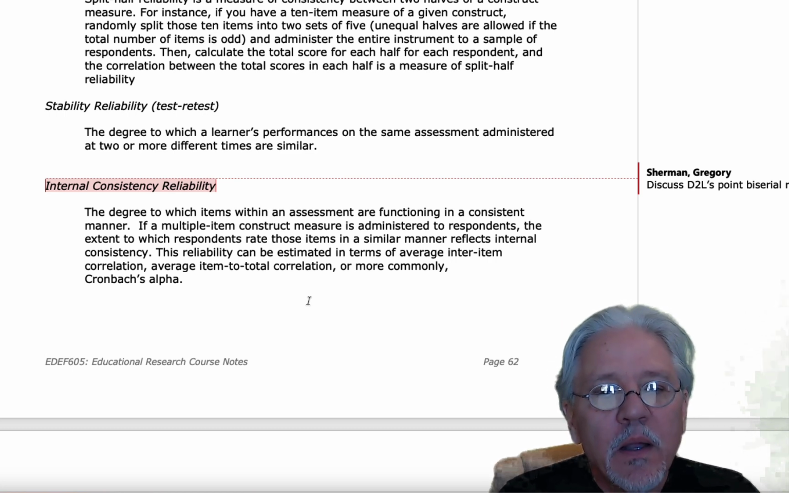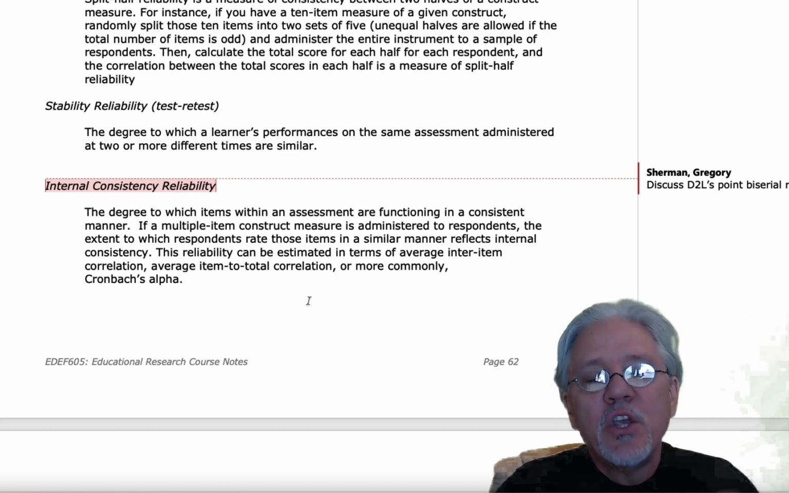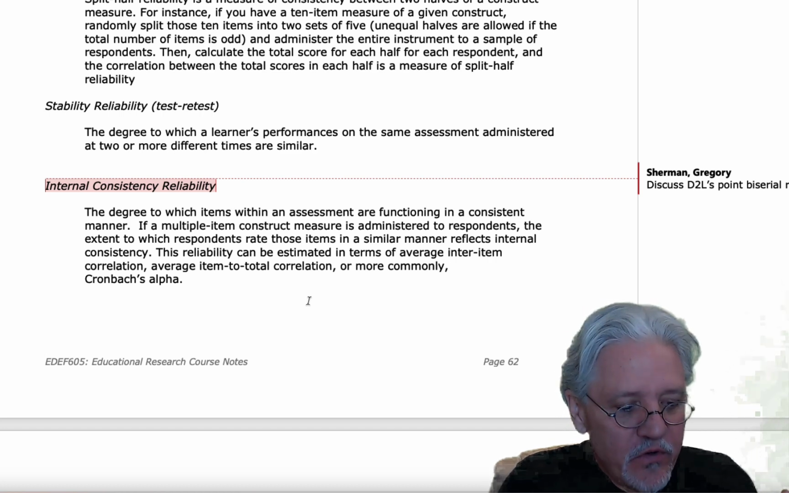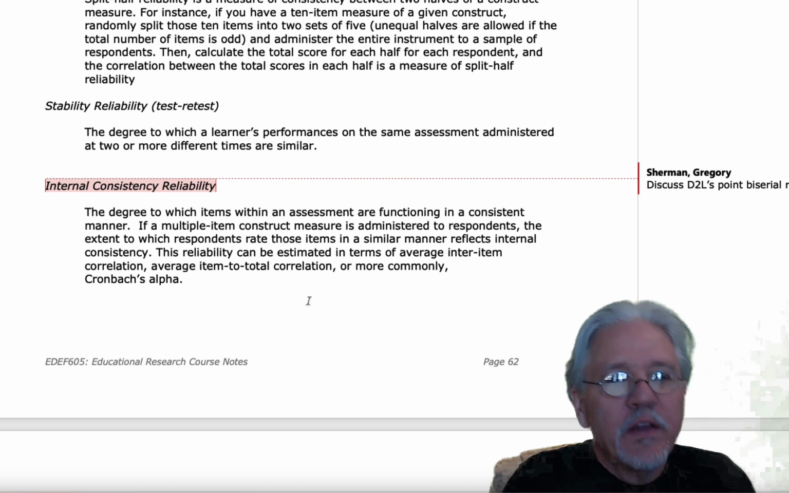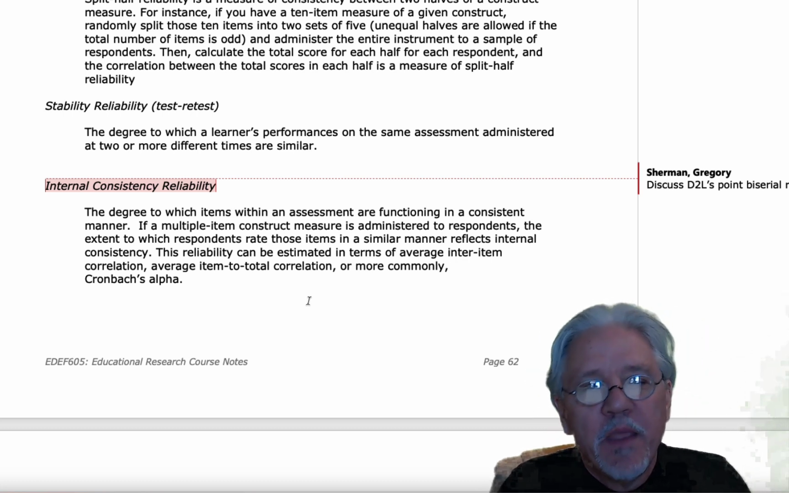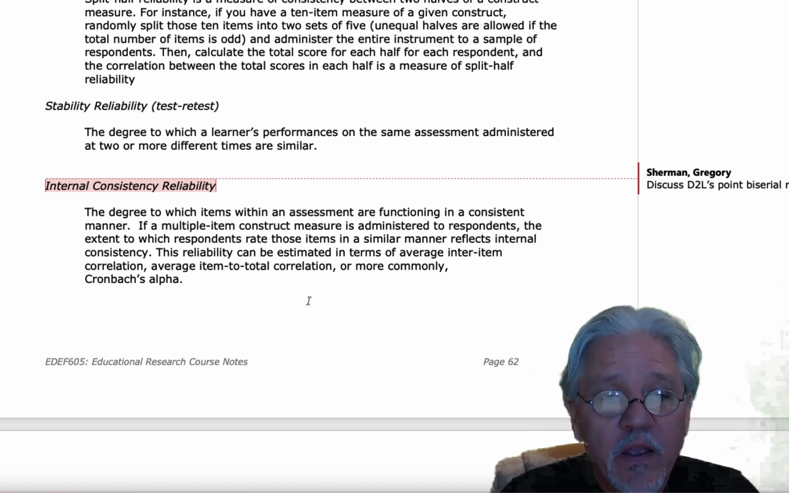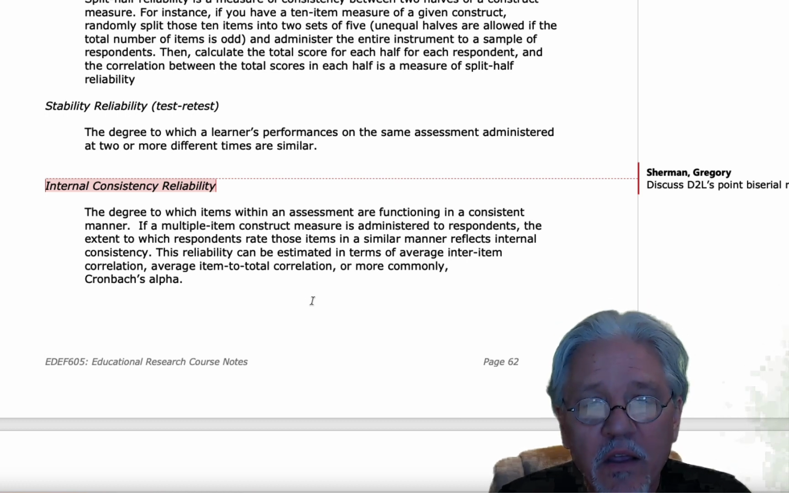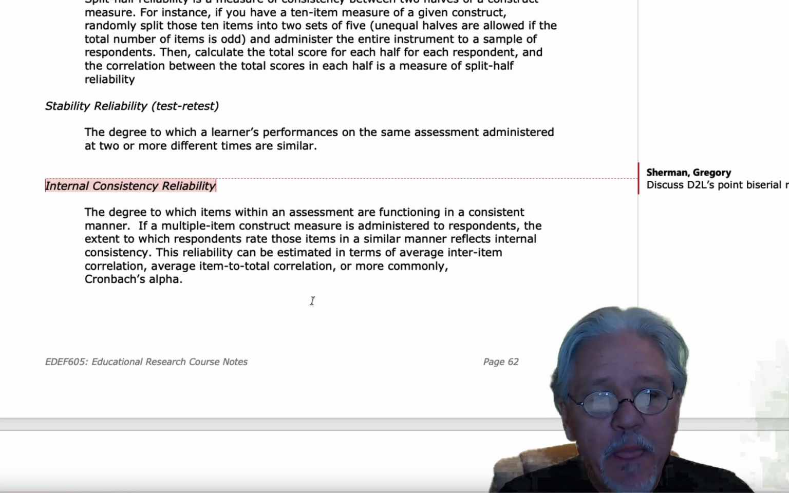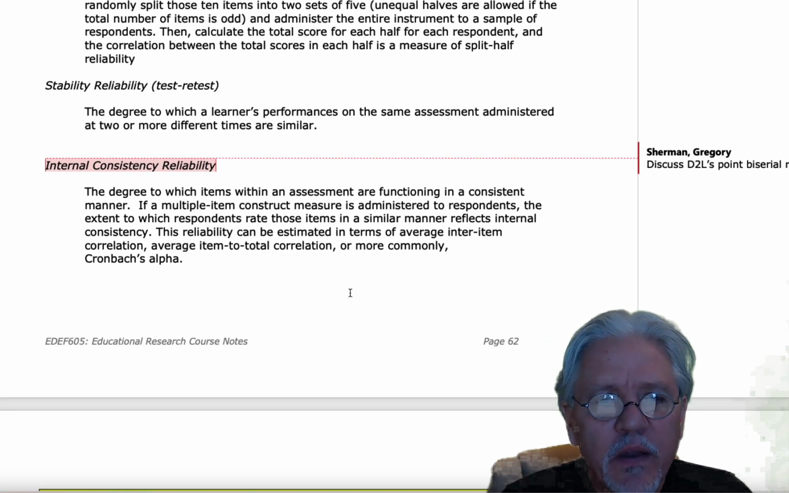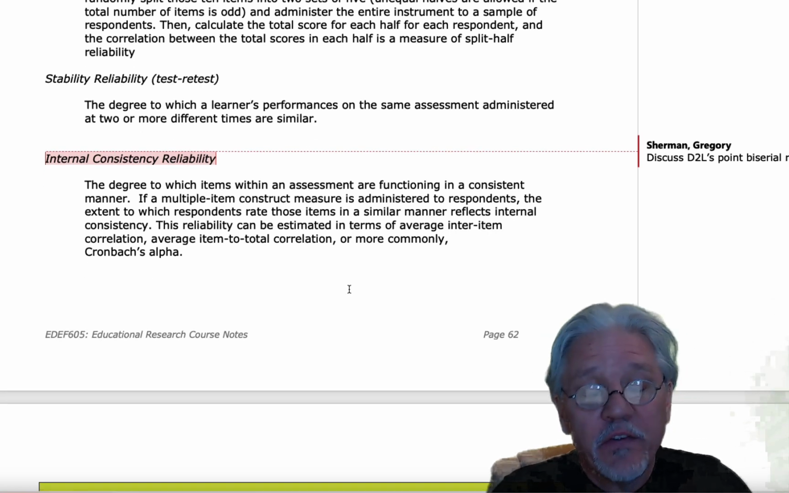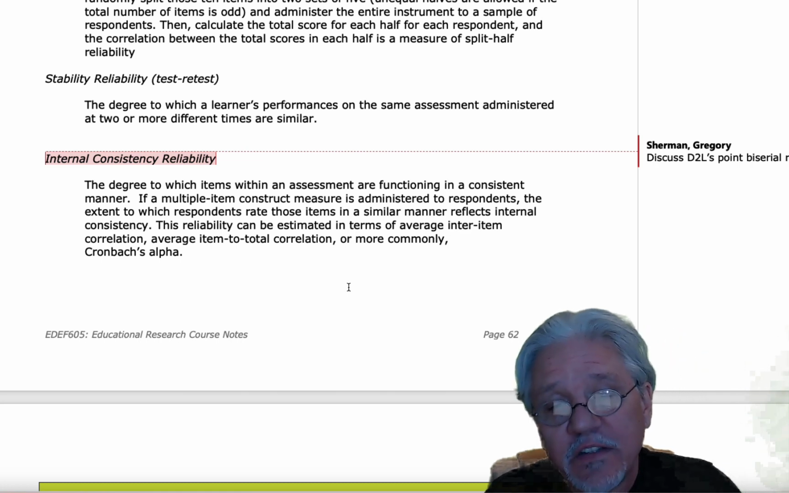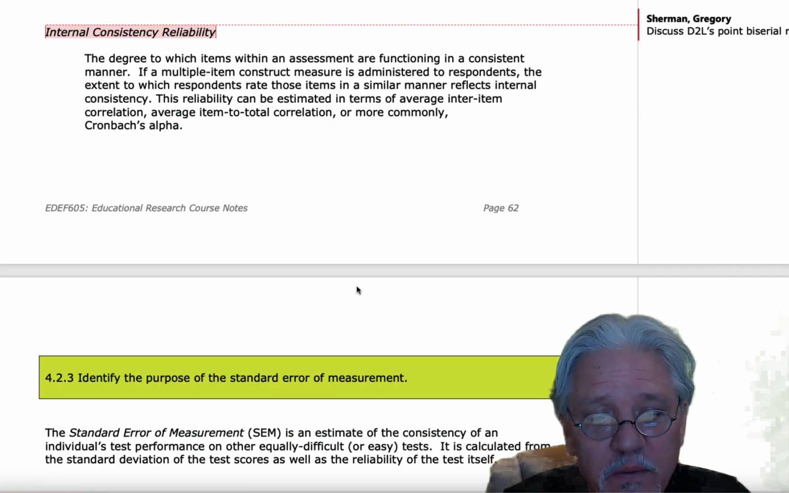And so just by human nature, people who do well on one tend to do well on others, if it's a well-designed test, that is. And if not, if there are problems with that, then the statistics usually flag things. And so I just wanted to point that out to you, that D2L and all testing software includes statistics for internal consistency.